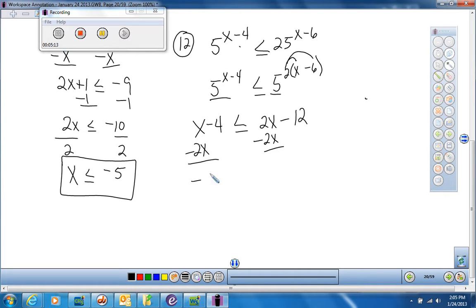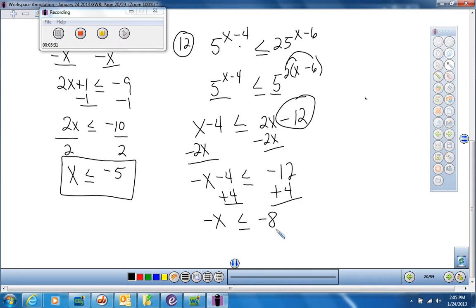So I end up with negative x. Bring down the minus 4 is less than or equal to negative 12. Remember, this has got to stay together. Okay, now I'm going to add 4. So now I have negative x is less than or equal to negative 8.